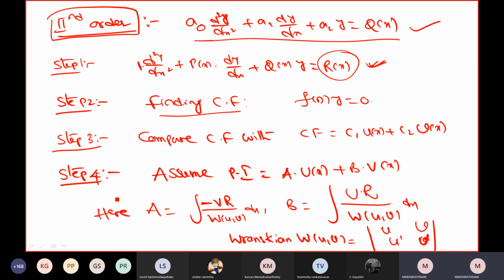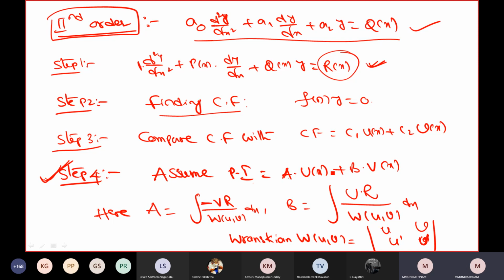Where A is nothing but minus integral of V into R by Lagrangian of U comma V into dx. B is integral of U into R by Lagrangian of U comma V into dx. The Lagrangian here is the determinant of U, V, U dash and V dash. By substituting all these values and integrating, this step is very important. Step 4, you should find the A and B values. Once you get A and B, you replace them here, that will give PI. Once you get PI, CF plus PI gives the general solution. That's the procedure we should follow.